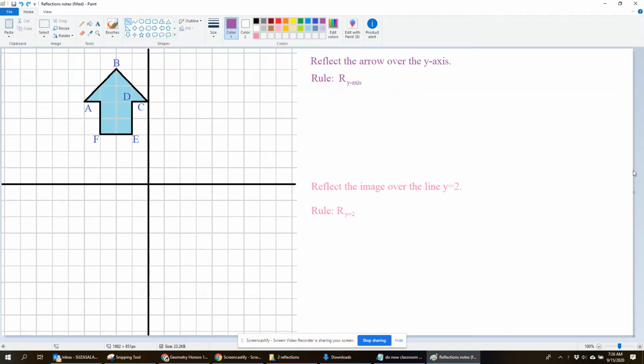Hey, sunshines. We are going to do reflections. We're going to reflect an arrow first over the y-axis, and then we're going to reflect the image over the line y equals 2. So we're going to do two reflections.